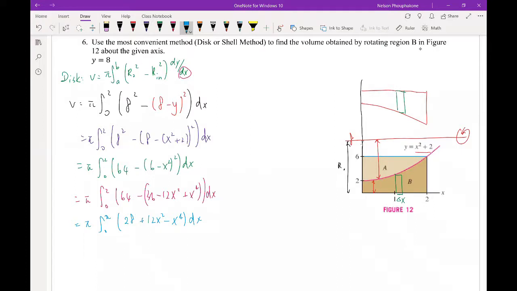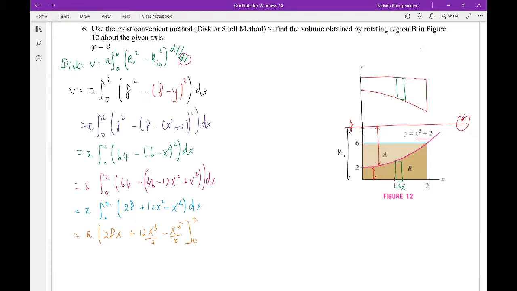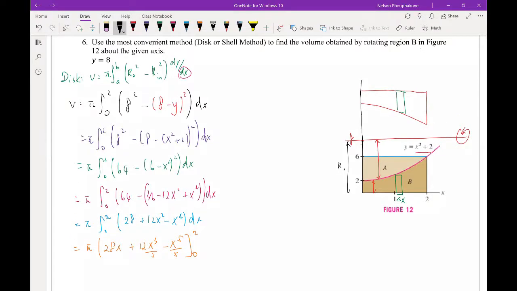Okay, then here's pi. So 28x plus 12x to the power 3 over 3 minus x to the power 5 over 5, integrate between 0 and 2. Okay, and then the answer that we have here is 408 pi over 5. So this is what we have, and this is actually using this method.